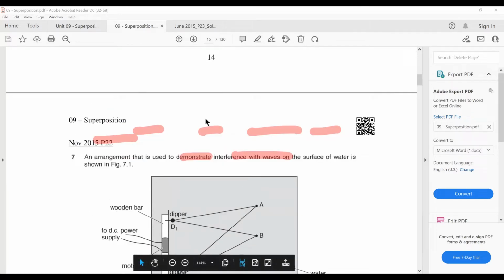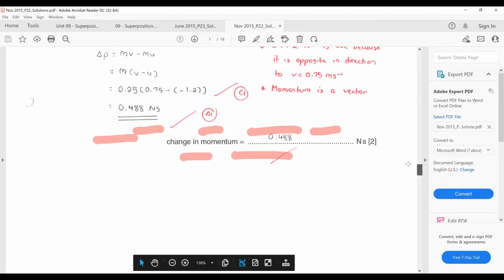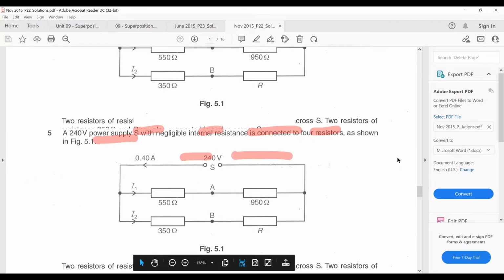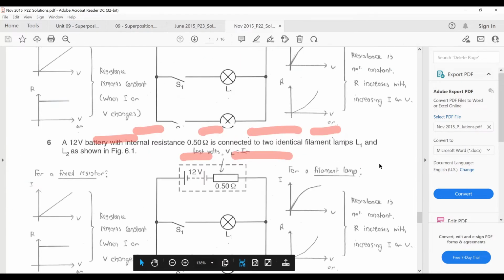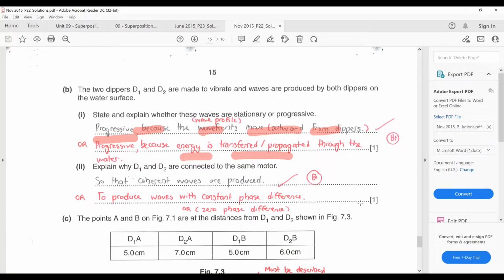This was in November 15 P22. The waves are progressive. All right. The reason is because the wave fronts move outwards from the dippers. All right. If you remember that little video that I mentioned to you guys before, let me just show it to you guys just to refresh your memory.